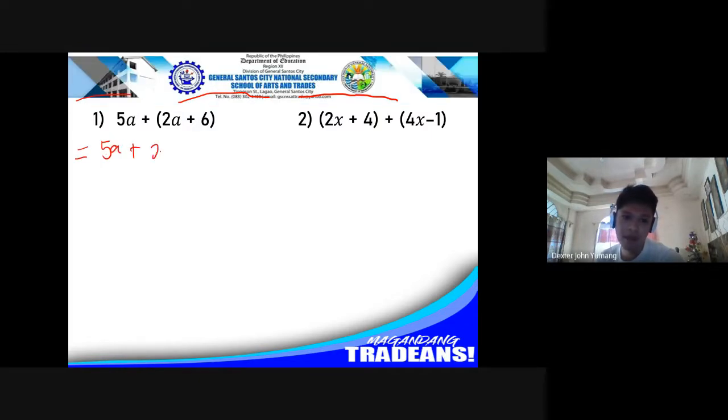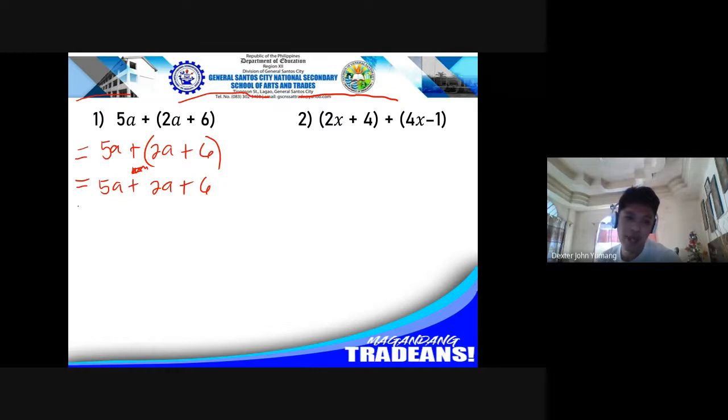plus 2a plus 6. Yung parenthesis dito, kapag addition po ang before sa parenthesis, magiging simple as this na siya. Magiging 5a plus 2a plus 6. Mawawala na yung parenthesis kapag addition. Take note, kapag ang parenthesis before sa plus, magiging ganito na siya ng itsura after.